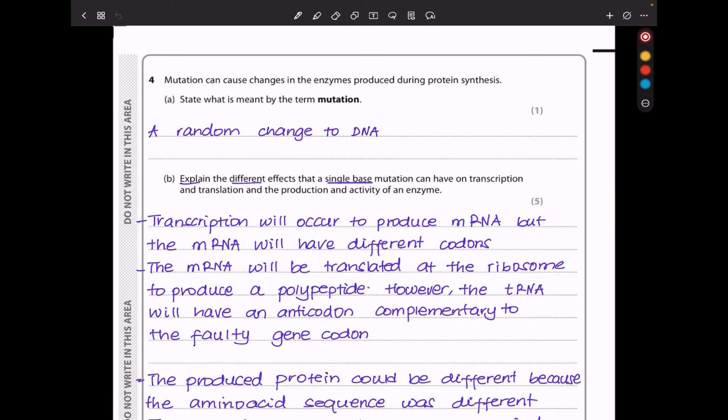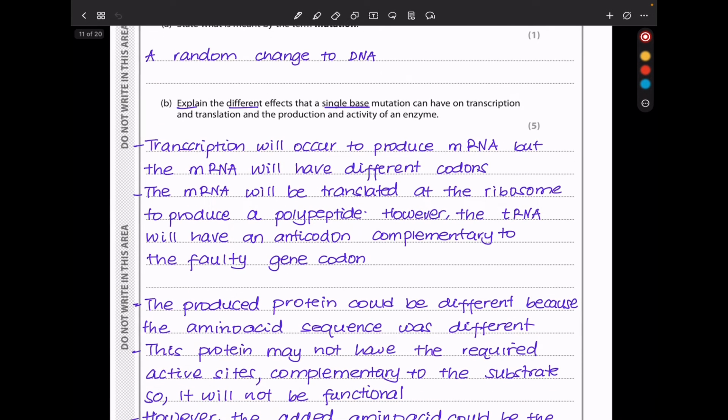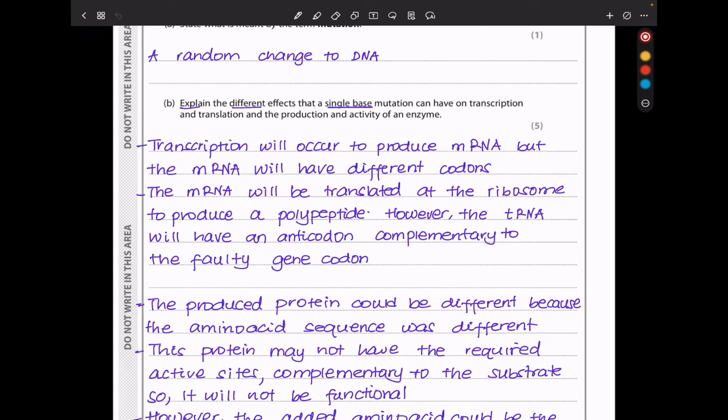In question 4, mutation can cause changes in the enzymes produced during protein synthesis. State what is meant by the term mutation. A mutation is a random change to DNA. And in part B, they say explain the different effects that a single base mutation can have on transcription and translation and the production and activity of an enzyme.